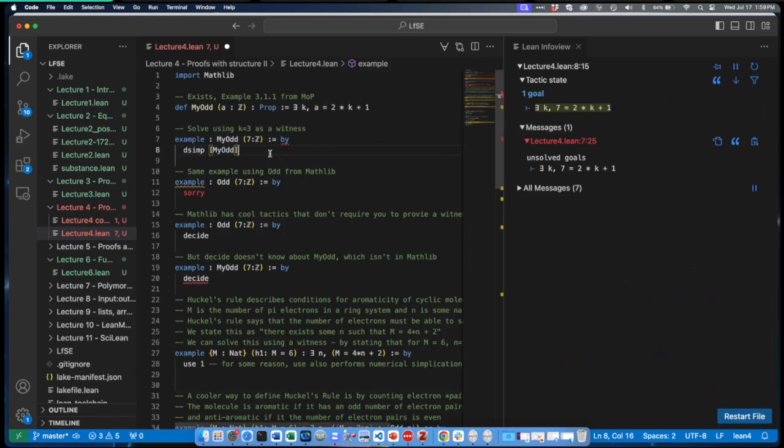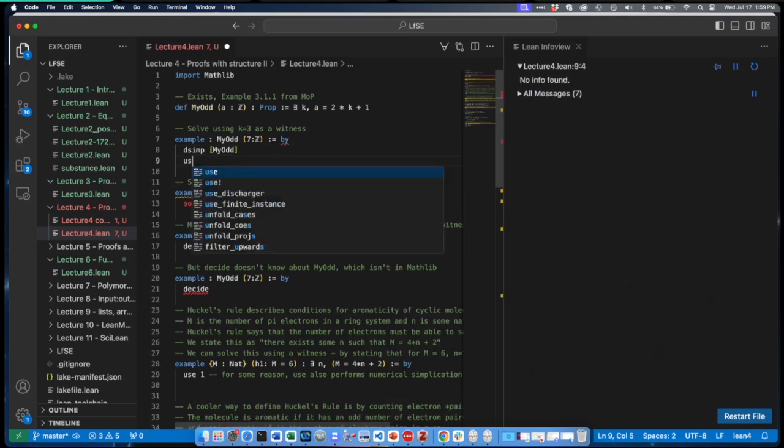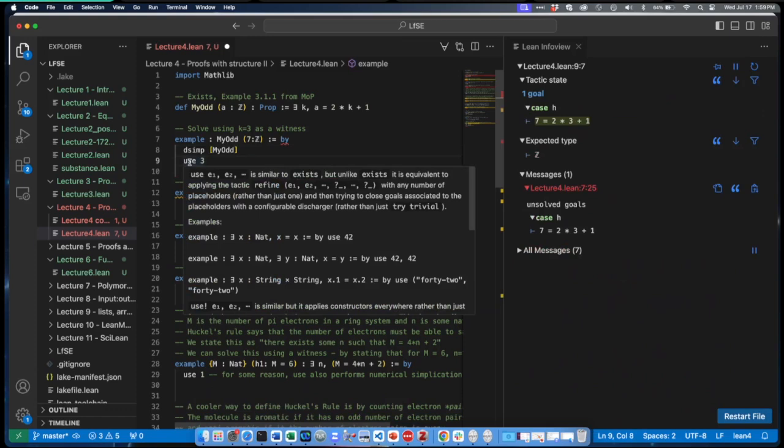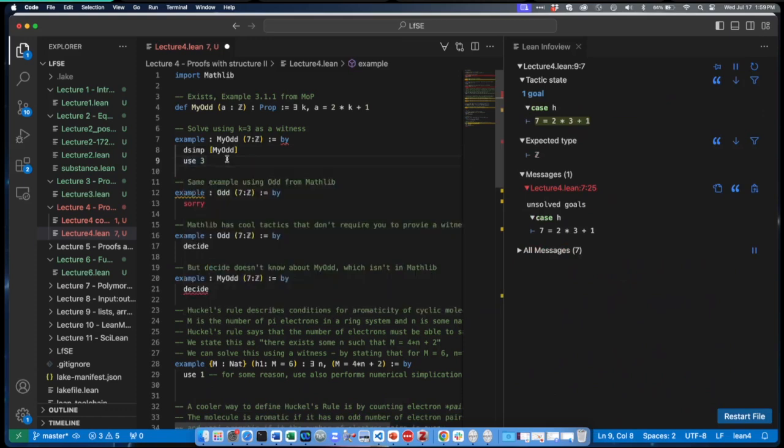Our next thing is we are going to provide a witness. And to provide a witness, you say use. The use tactic provides a witness. The text provides some illustrations and examples of how to use it. You can see after we've done this, we've replaced the exists front half of it with 3.